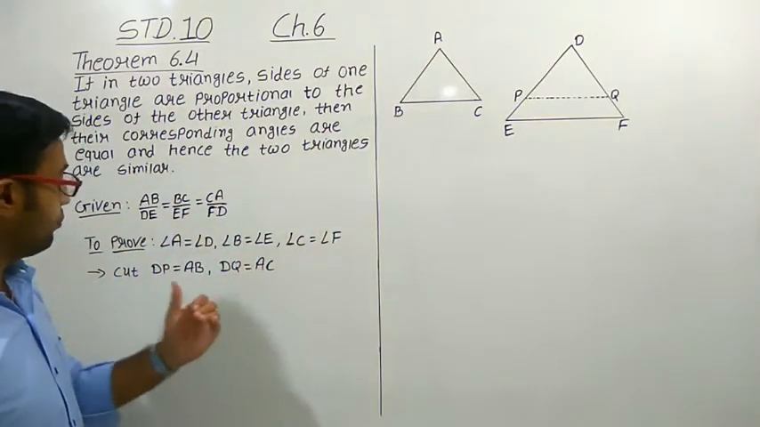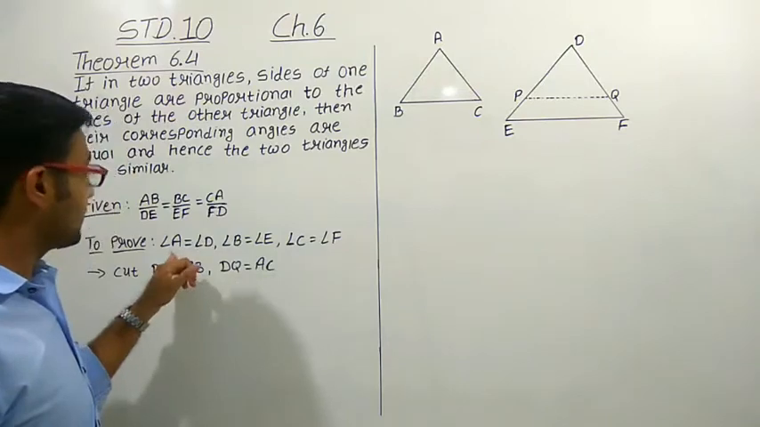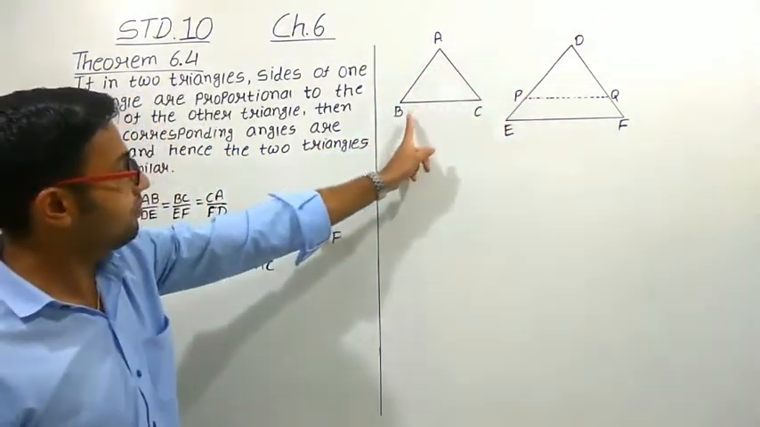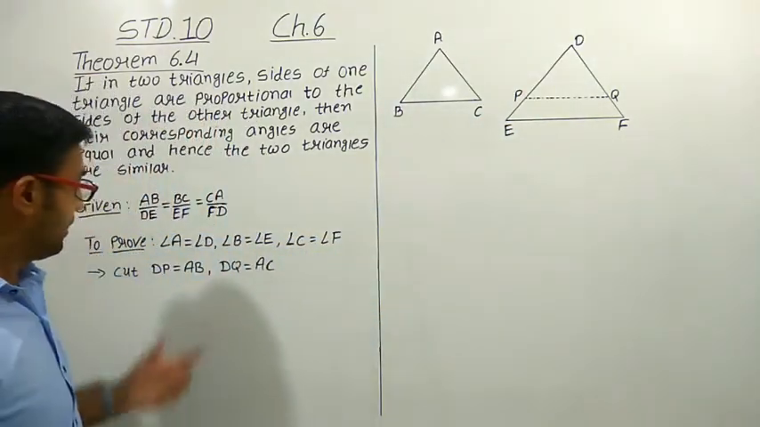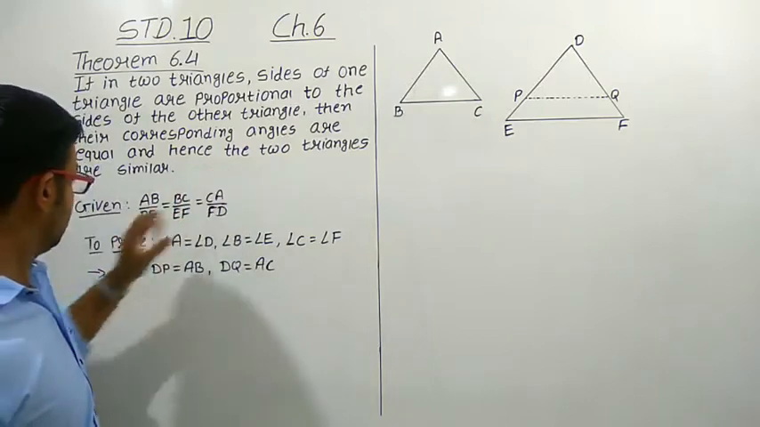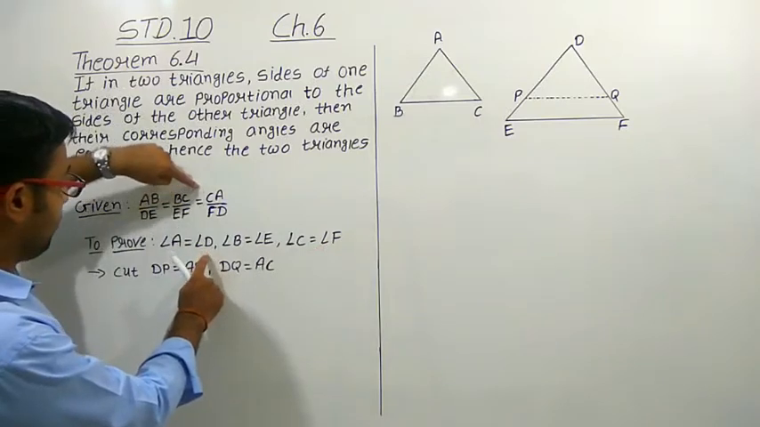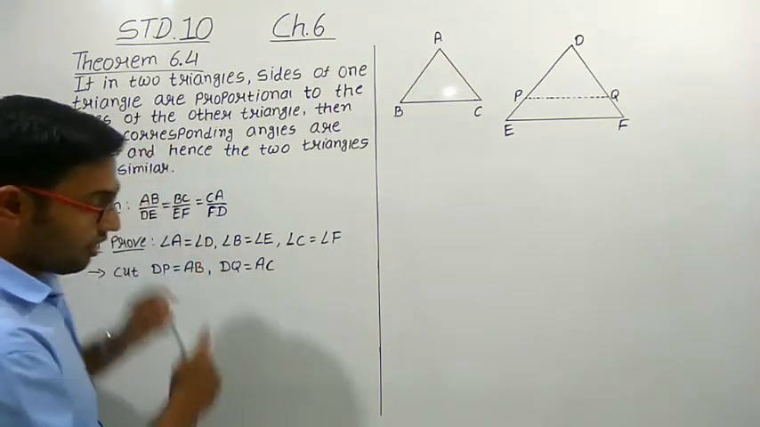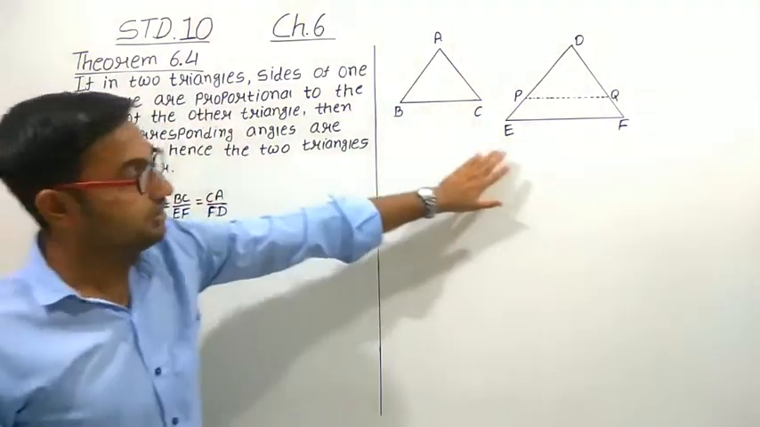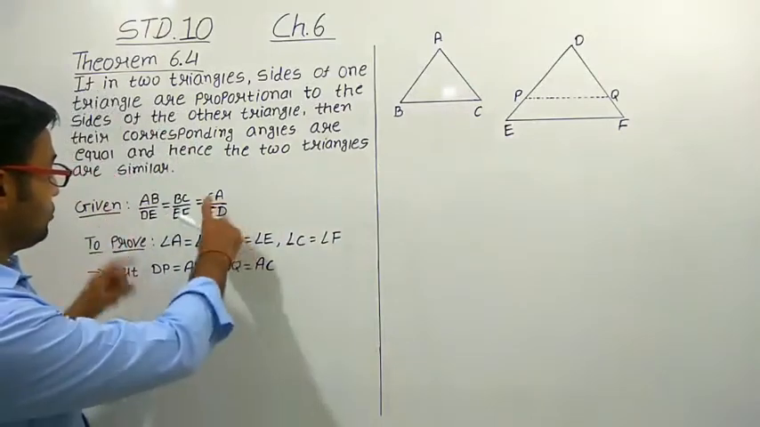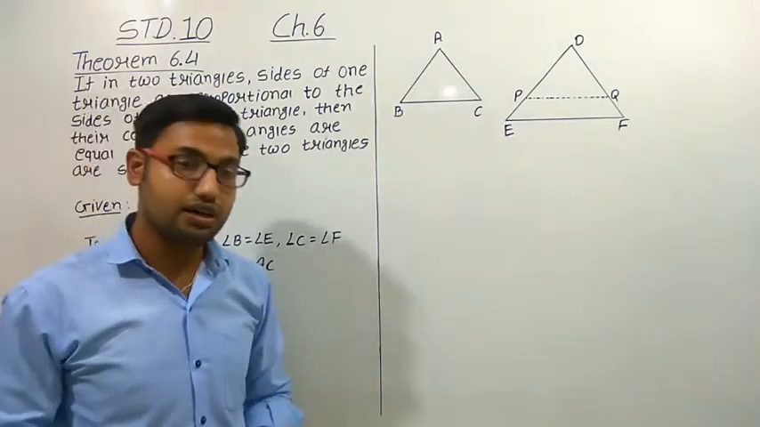Then we have to prove that their corresponding angles are also equal. That means angle A must be equal to angle D, angle B equal to angle E, and angle C must be equal to angle F. So this is the given condition, and this is what we have to prove. If we can prove this, then both these criteria of the similarity of any two figures are satisfied. Here the figure is the triangle. One is already given, and if we prove the second, then we can say that both the triangles are similar.